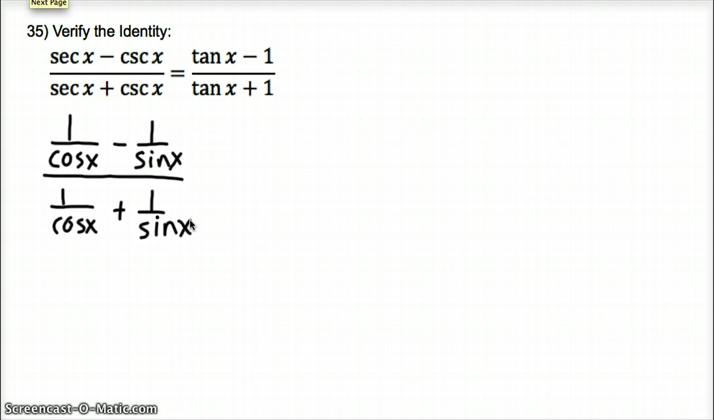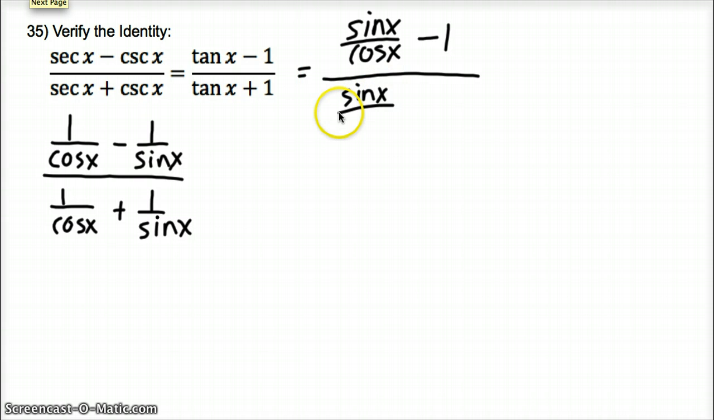I'm going to do the same idea to the right side, but of course with the tangents. So I'm going to convert the right side to sine x over cosine x minus 1 all over sine x over cosine x plus 1. So in doing this, I can see some similarities and some differences between these two sides of the function.